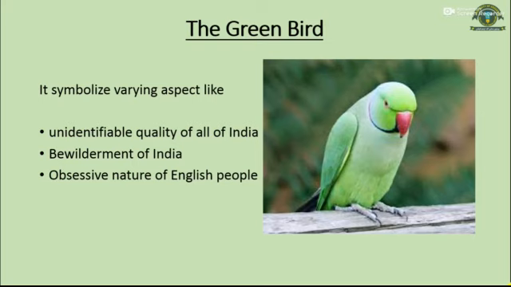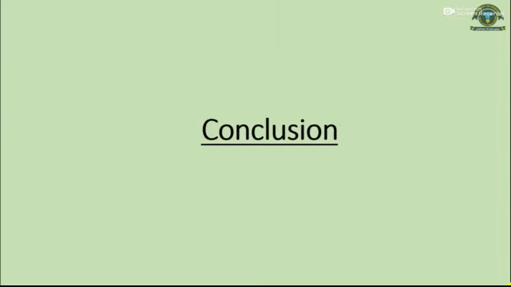Okay, so to conclude, we can say that Forster is a modernist novelist. He has depicted the features of modernism in his work, and in order to give his readers an understanding of those features, he used different techniques like symbolism, in order to create more meanings in his work.